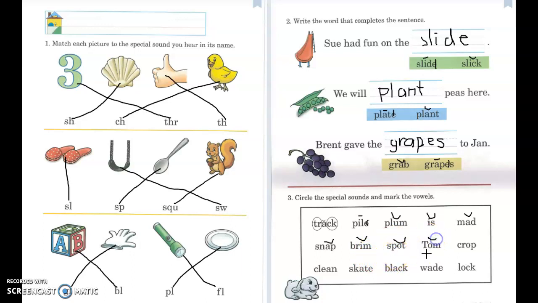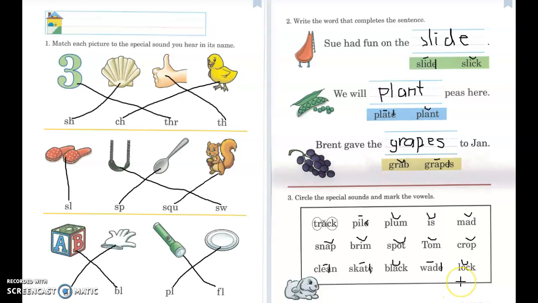Again, only one vowel, tom. Here, this one only has one vowel, up, crop. Down here, this word has two vowels. It has an E followed by an A, clean. Here's another one with two vowels, the magic E, eight. Only one vowel here, black. Two vowels in this word, the A gets the line, the E gets crossed out, aid. And the last one, only that O, and this word is lock.